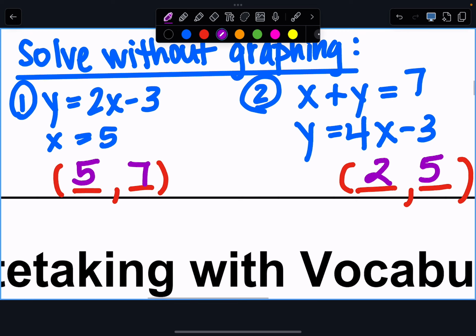Let's talk through what you did in number 1. You knew that x equaled 5, right? So what did you do with 5? You plugged it in for x. Over here, do we know what y equals? Yeah. It equals 4x minus 3. Doesn't y equal 4x minus 3? No, y equals -3. No. Y equals 4x minus 3.